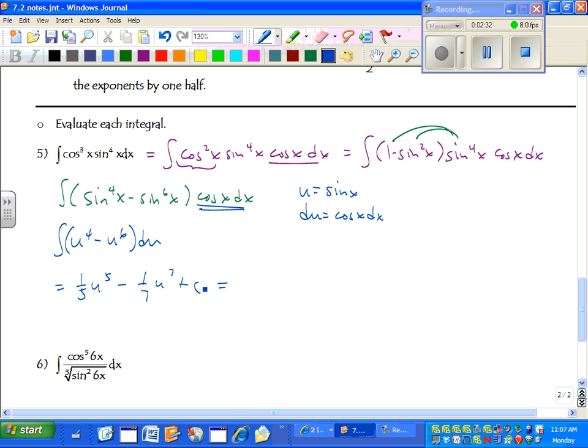And our last step, all we have to do is put sine of x in there. So we have 1/5 sine to the 5th of x minus 1/7 sine to the 7th of x plus c.